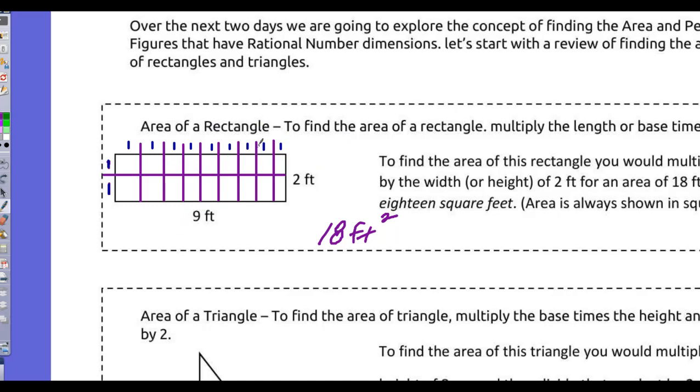So now what you'll see is that we've divided this up into 18 pieces, and each of those pieces is 1 foot by 1 foot. It's a 1 foot by 1 foot square. And that's where we get this idea of square feet.